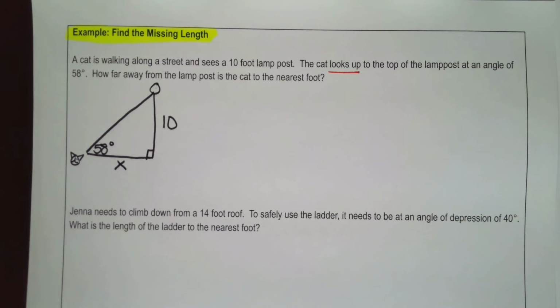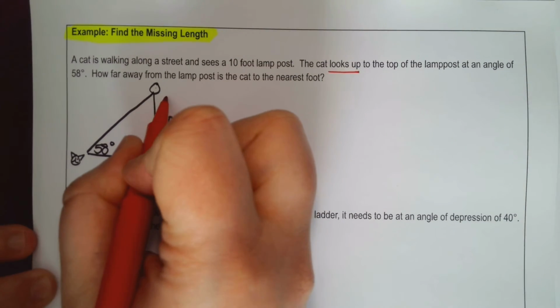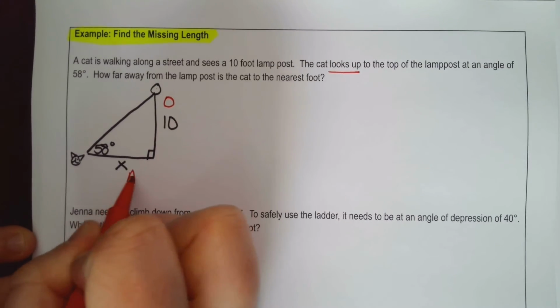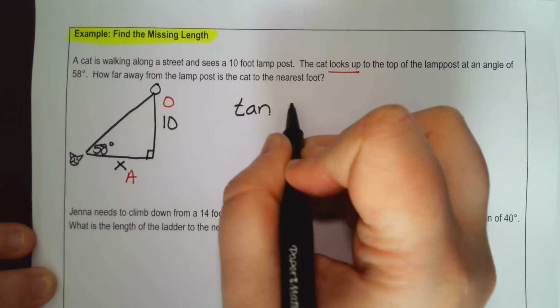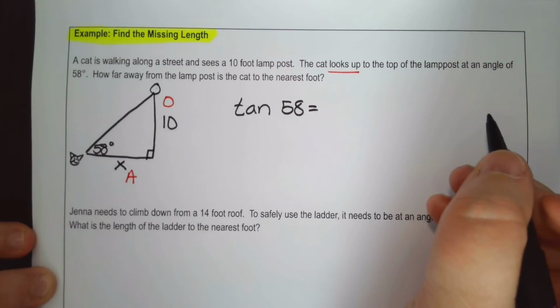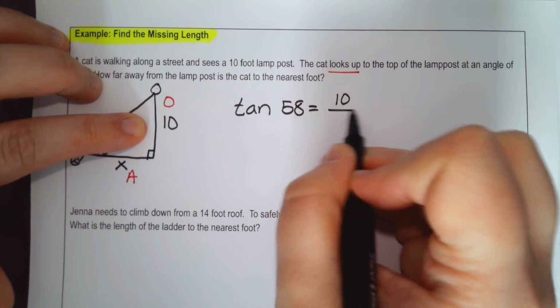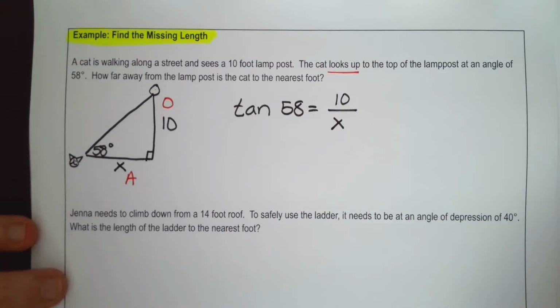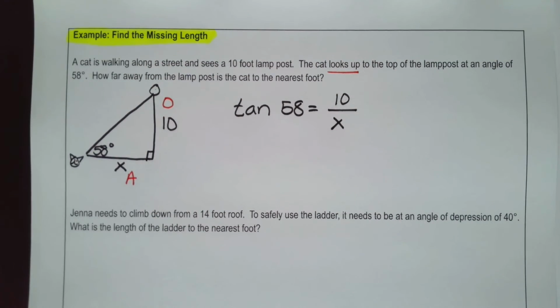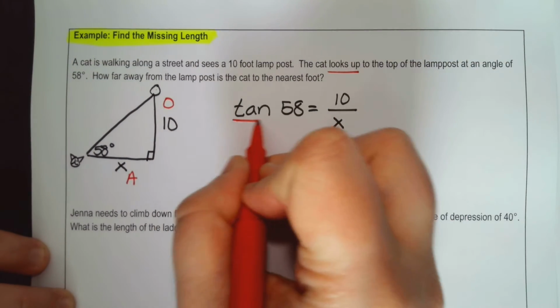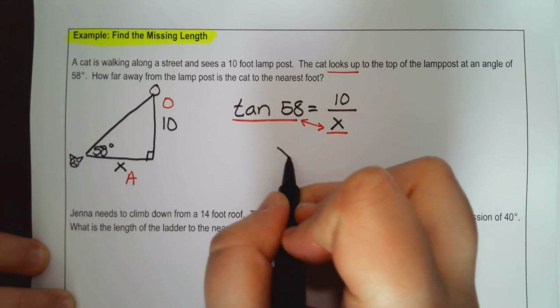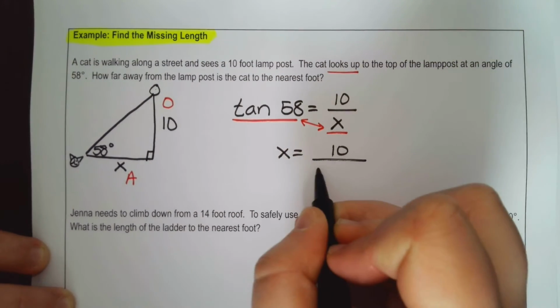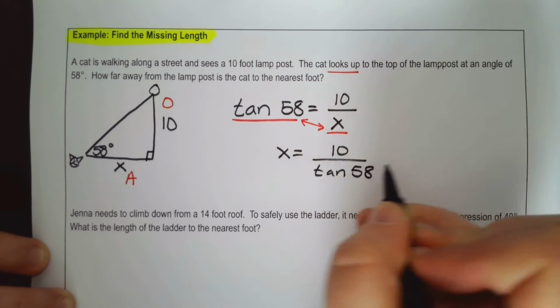We set up the trig function. So 10 is opposite, x is adjacent. So that means we're going to be using tangent. So tangent of 58 degrees is equal to opposite over adjacent. And now we just solve for x, rounded to the nearest foot. Variable is in the bottom, so we just flip-flop the trig with the variable. So x is equal to 10 divided by tangent 58.